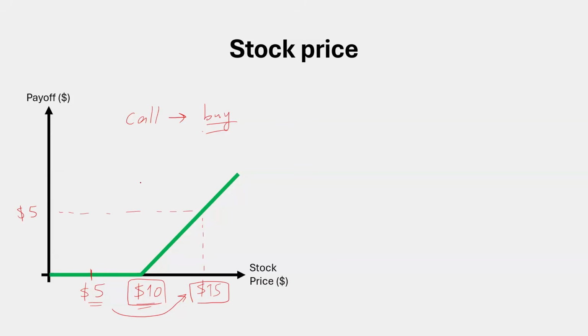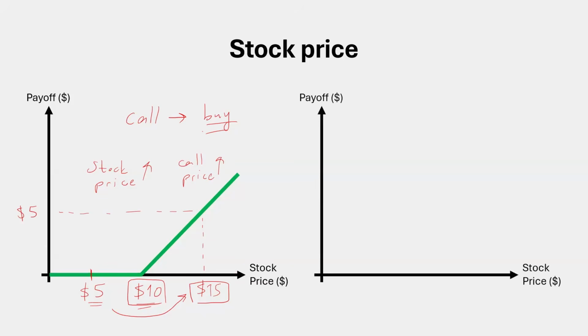So for call options, an increase in the stock price makes the call option more valuable. So the price of the call option would increase as well because it would become potentially more in the money. Okay. How about the put options? Now we will have the opposite scenario, because remember that the put option gives us a right to sell the underlying stock. And here is the payoff schedule.